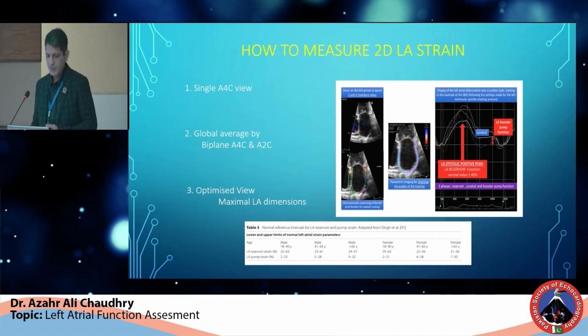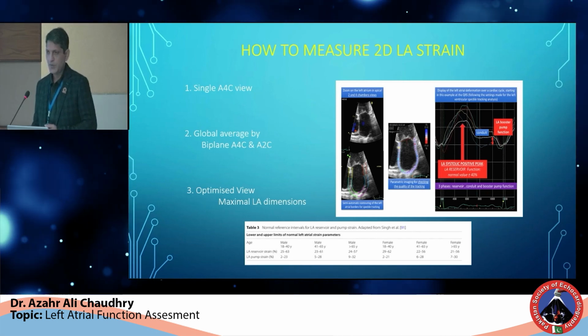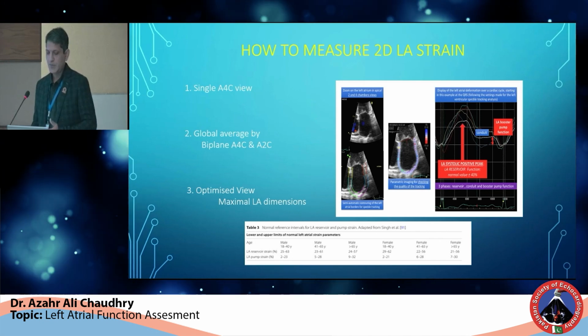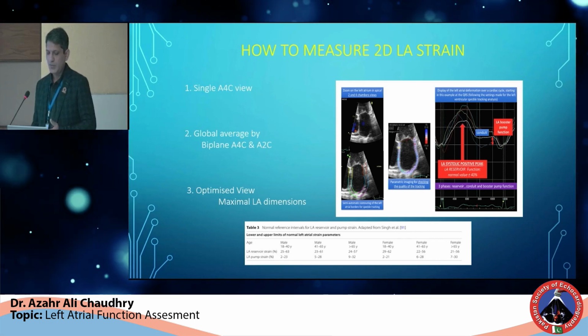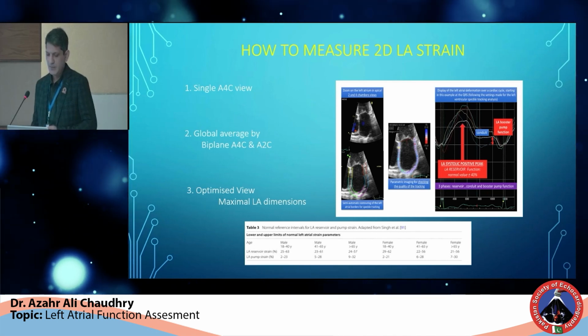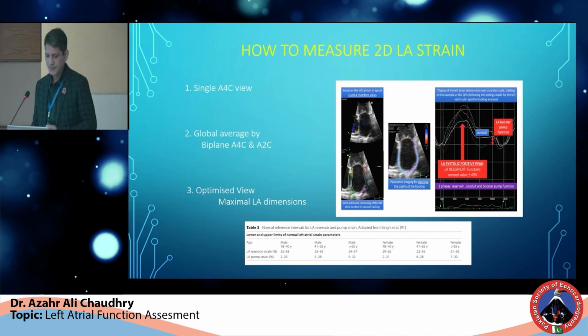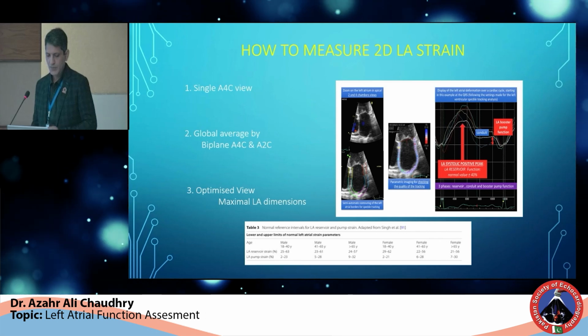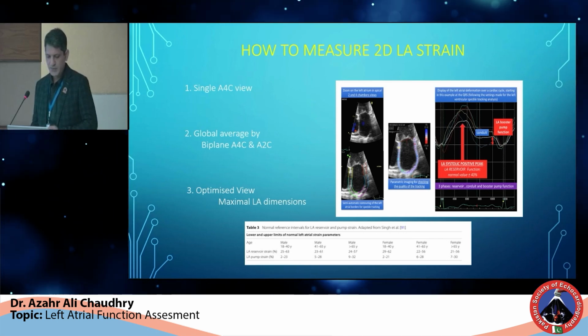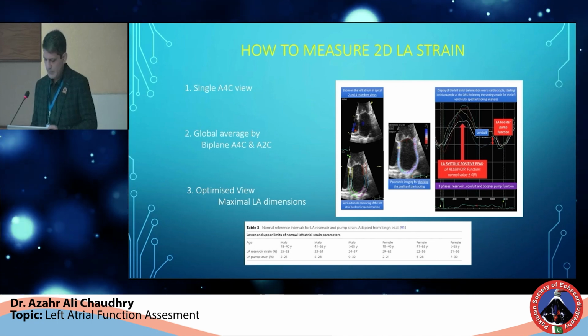So the first upstroke is a positive value, which is the reservoir strain in R to R gating, and the first downstroke is the conduit phase, and the third downward stroke, which is a negative value, is the booster pump function. So these are the normal values of left atrial strain in both genders. There is not much of a difference between the two genders.